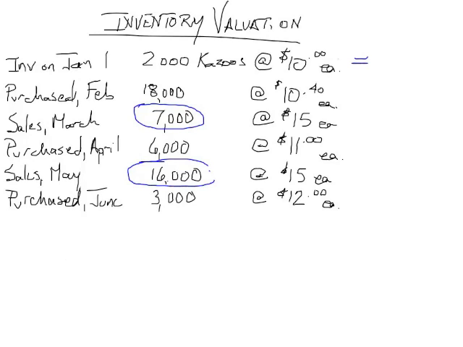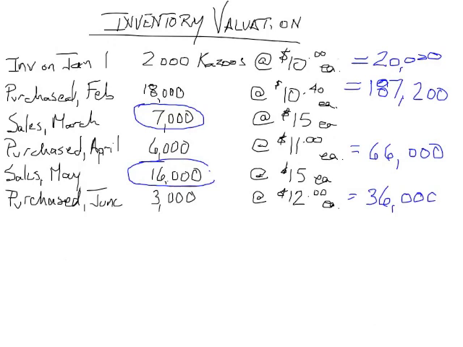2,000 kazoos were already in our inventory at the beginning, and those were worth $20,000. That's what we spent to buy those. The February ones, we spent $187,200 to buy. The ones purchased in April, we spent $66,000 on. And the ones purchased in June, we spent $36,000 on. So in total, we spent $309,200 on kazoos in the first 6 months of the year.